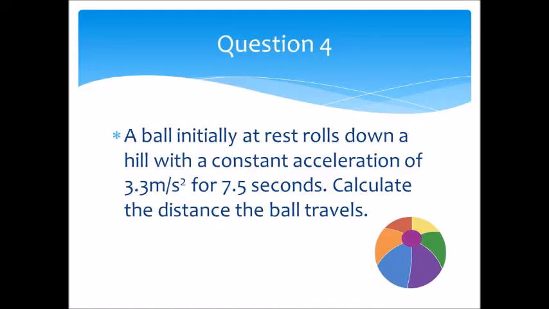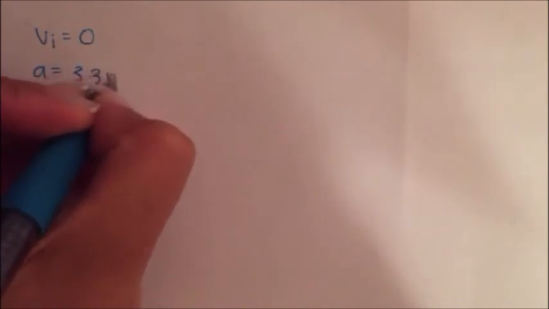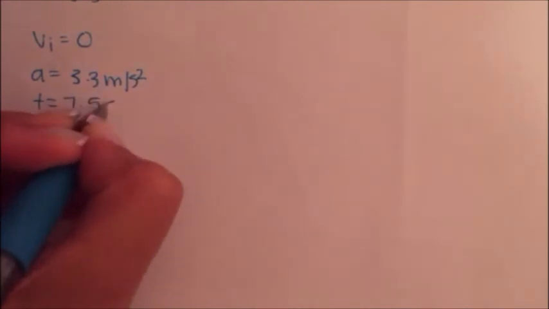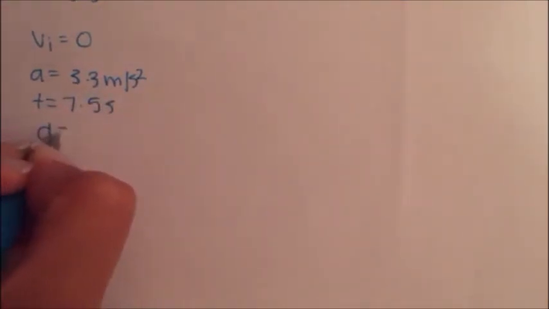Question 4. A ball initially at rest rolls down a hill with a constant acceleration of 3.3 meters per second squared for 7.5 seconds. Calculate the distance the ball travels. This one, we know that the ball is initially at rest, so the initial velocity is 0. The acceleration is 3.3 meters per second squared. The time is 7.5 seconds. We're trying to solve for distance.